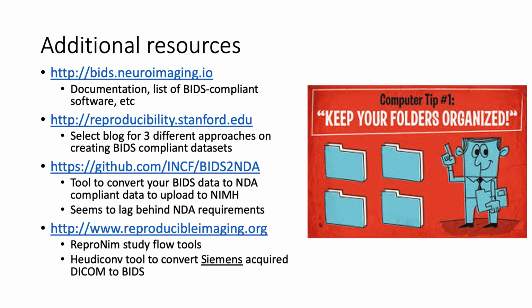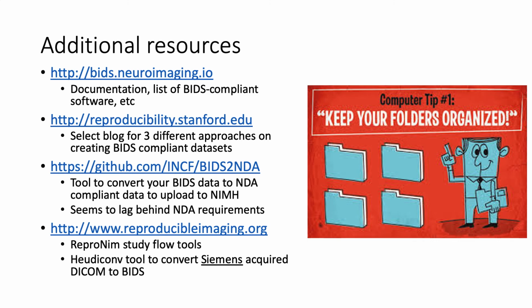What's really nice there is they have a blog, and one of the things on their blog from about a year or so ago is they give 3 different approaches on how you can create BIDS compliant data sets. One of them is doing it manually, one of them is scripting it, and then the last one is using HeuDiConv, which is a heuristic DICOM converter tool.